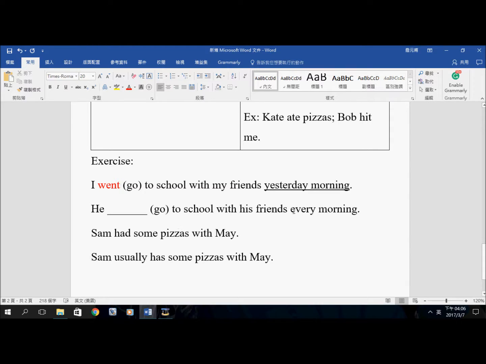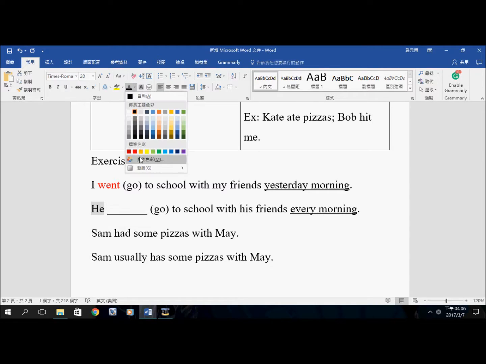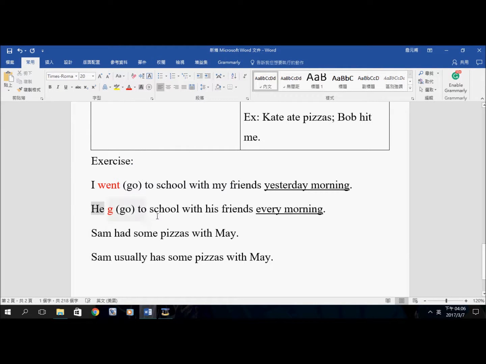The next one, also look for the time marker. It's at the end of the sentence and it says every morning. It's a sentence of the present simple tense. Now he is a pronoun and is also a third person singular pronoun. So it's not a base verb. We cannot use a base verb here. The answer is actually goes. So he goes to school with his friends every morning.